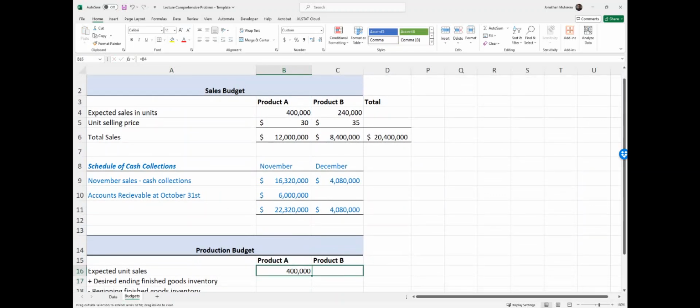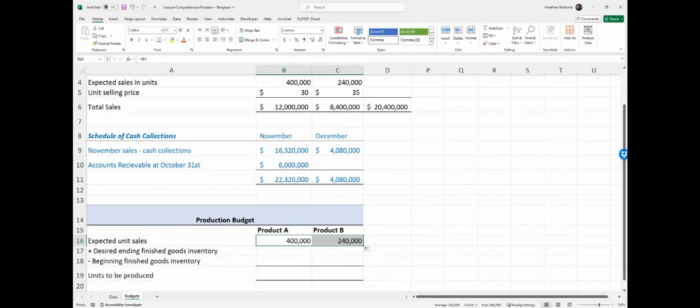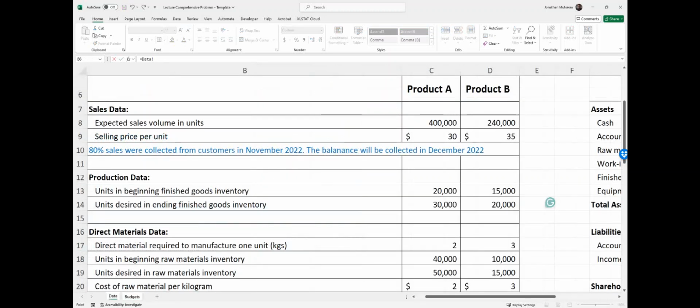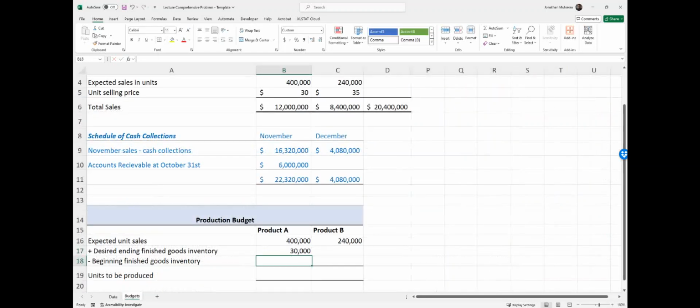400,000 for product A, 240,000 for product B. How many units do we want to hold on to at the end of the month? That information is provided here in the data. Units that will be held, 30,000 for product A and 20,000 for product B.